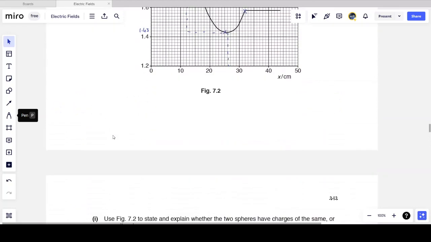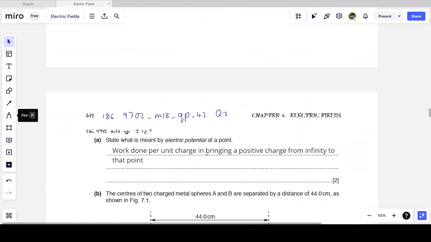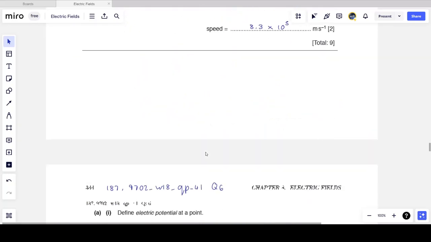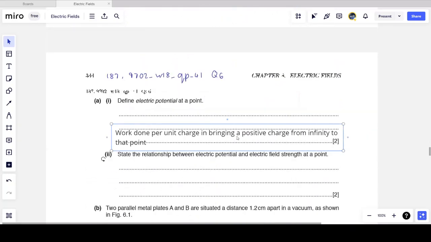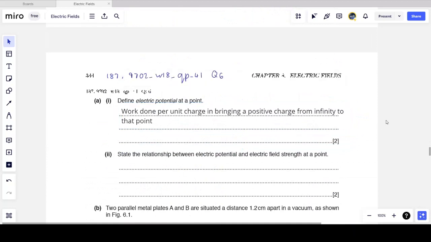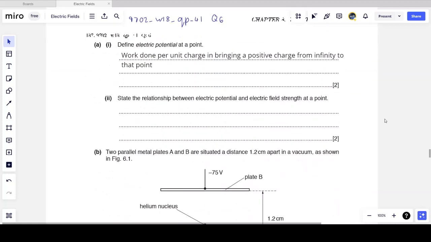And so as I've been doing all this time, I'm going to copy and paste that definition. So state what is meant by, or define what is meant by, the electric potential at a point. It is the work done per unit charge in bringing a positive charge from infinity to that point in question. Now the next question is different. They say, state the relationship between the electric potential and the electric field strength at a point.